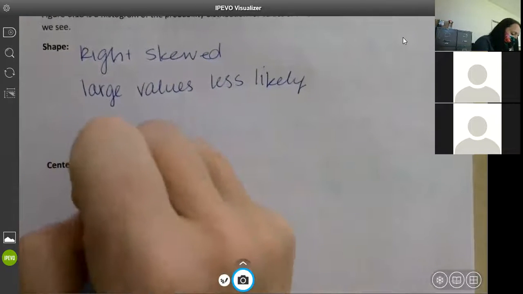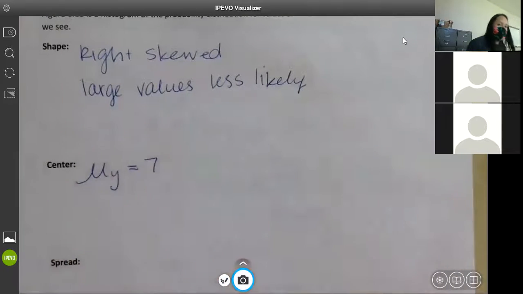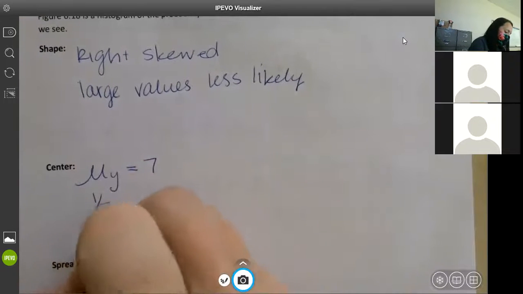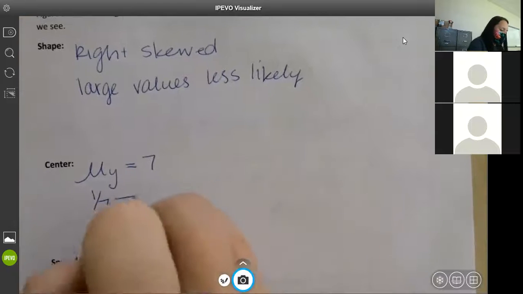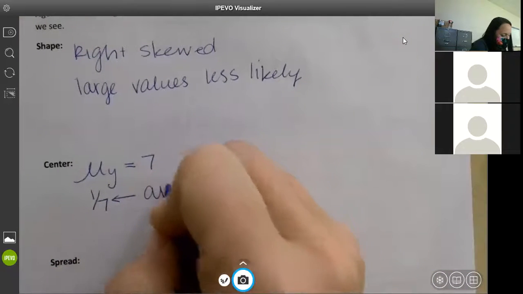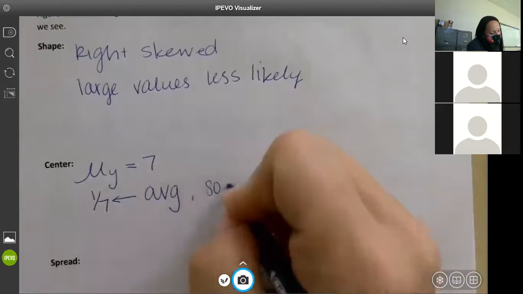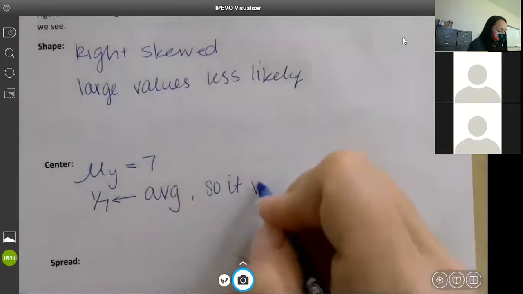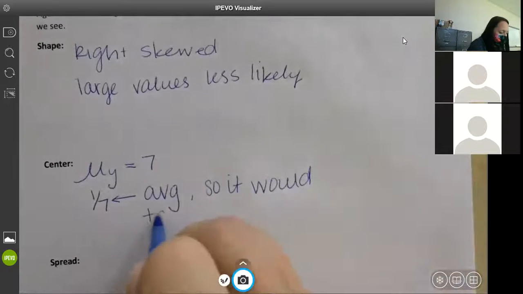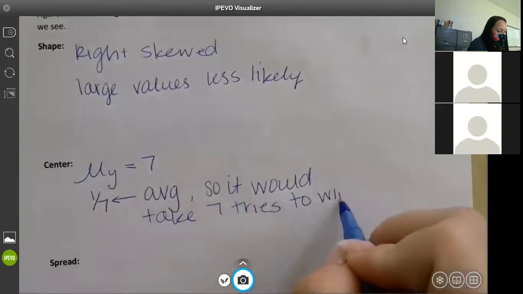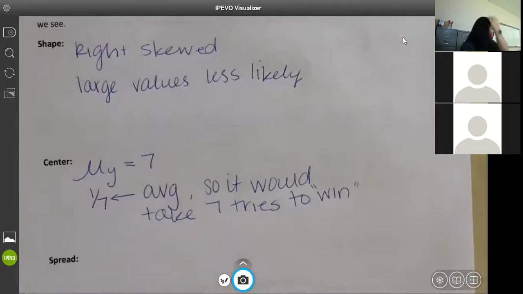They give you the center mean as 7. We cannot calculate that. That goes beyond what we're going to do in here. But remember that 1/7 is your average. So from the average 1/7, it would take 7 tries to win. So on average, we would need 7 times.